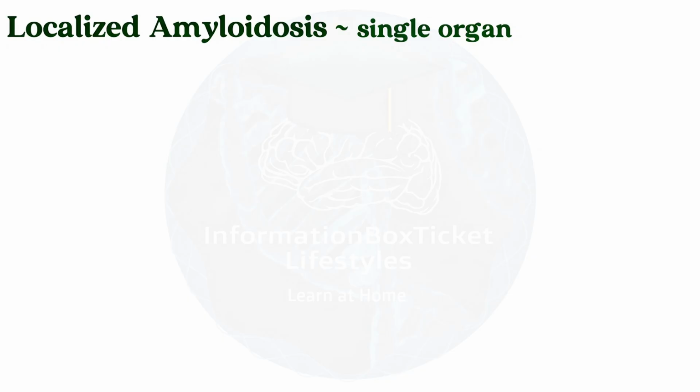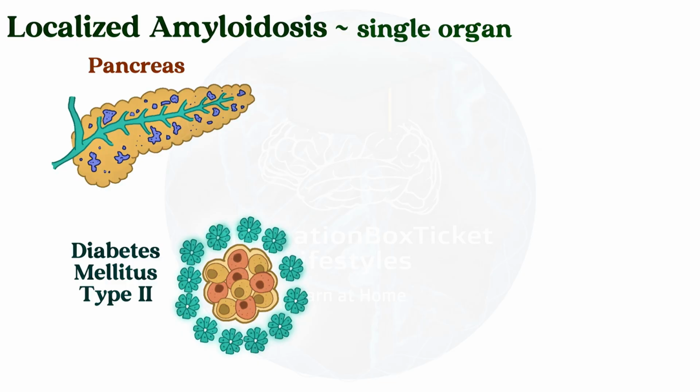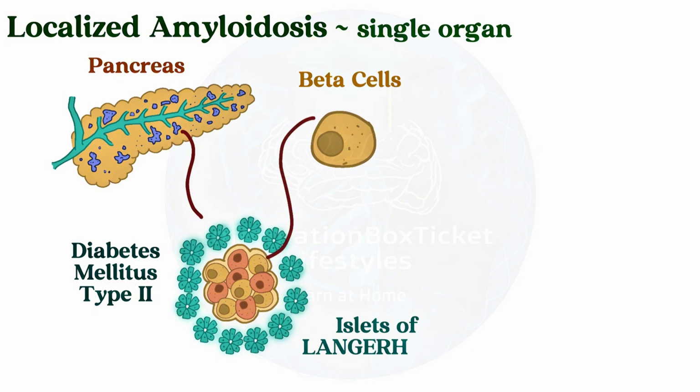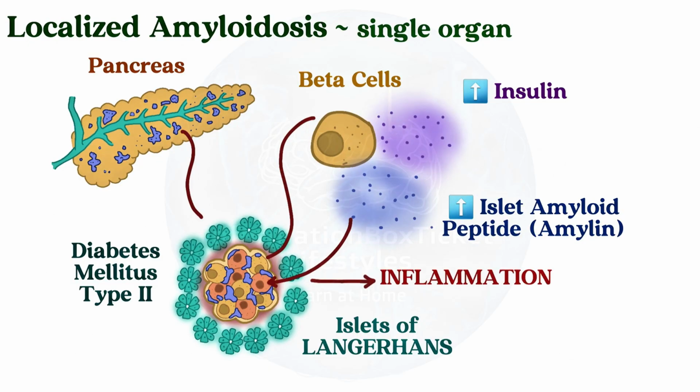Amyloids can also accumulate in the pancreas. For example, in type 2 diabetes mellitus, the beta cells of the pancreas, located in the islets of Langerhans, produce more insulin than normal. Along with the increased insulin secretion, beta cells also release higher amounts of a protein called islet amyloid peptide, or amylin. Over time, amylin aggregates between beta cells within the pancreatic islets, triggering inflammation that results in beta cell damage and eventual cell death.